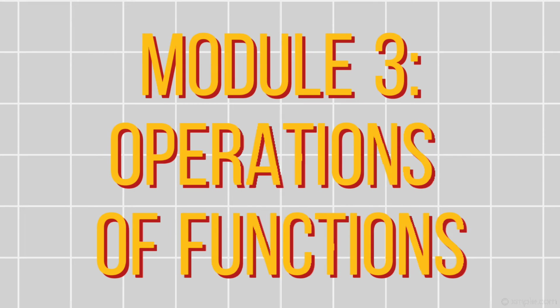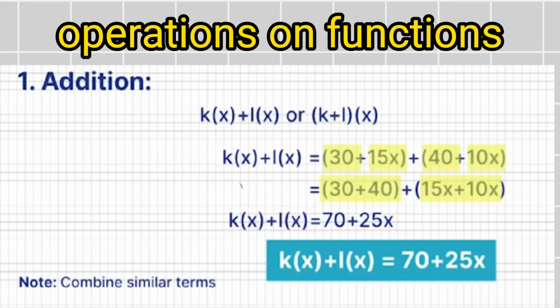Module 3, Operations on Functions. Since we are adding the amounts of money saved, it will be denoted by K of x, which is Kevin's savings, and L of x, which is Lena's savings, or K plus L of x, and this is equal to the quantity 30 plus 15x plus the quantity 40 plus 10x.